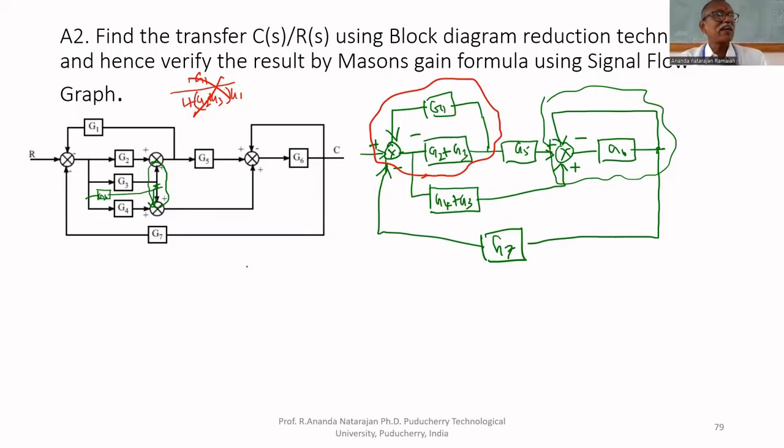But anyhow, now we cannot convert. We cannot apply the seventh rule here because of this takeaway point. Suppose you are converting this into a single block: G2 plus G3 upon 1 plus G2 plus G3 multiplied by G1. If you convert this, from where will you take the takeaway point? It is converted into a single block. You cannot take it. That's why we have to remove that first. Then only you can convert.